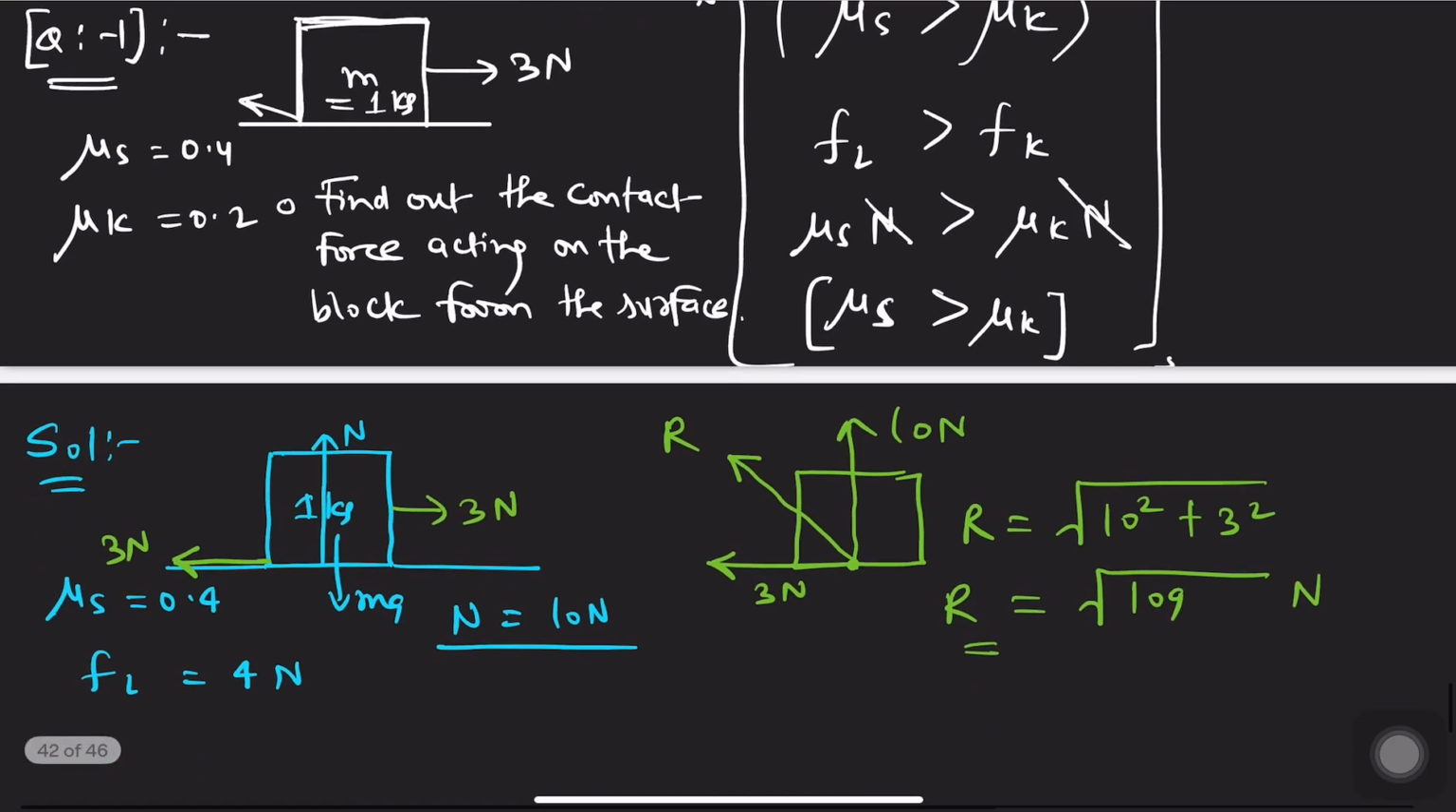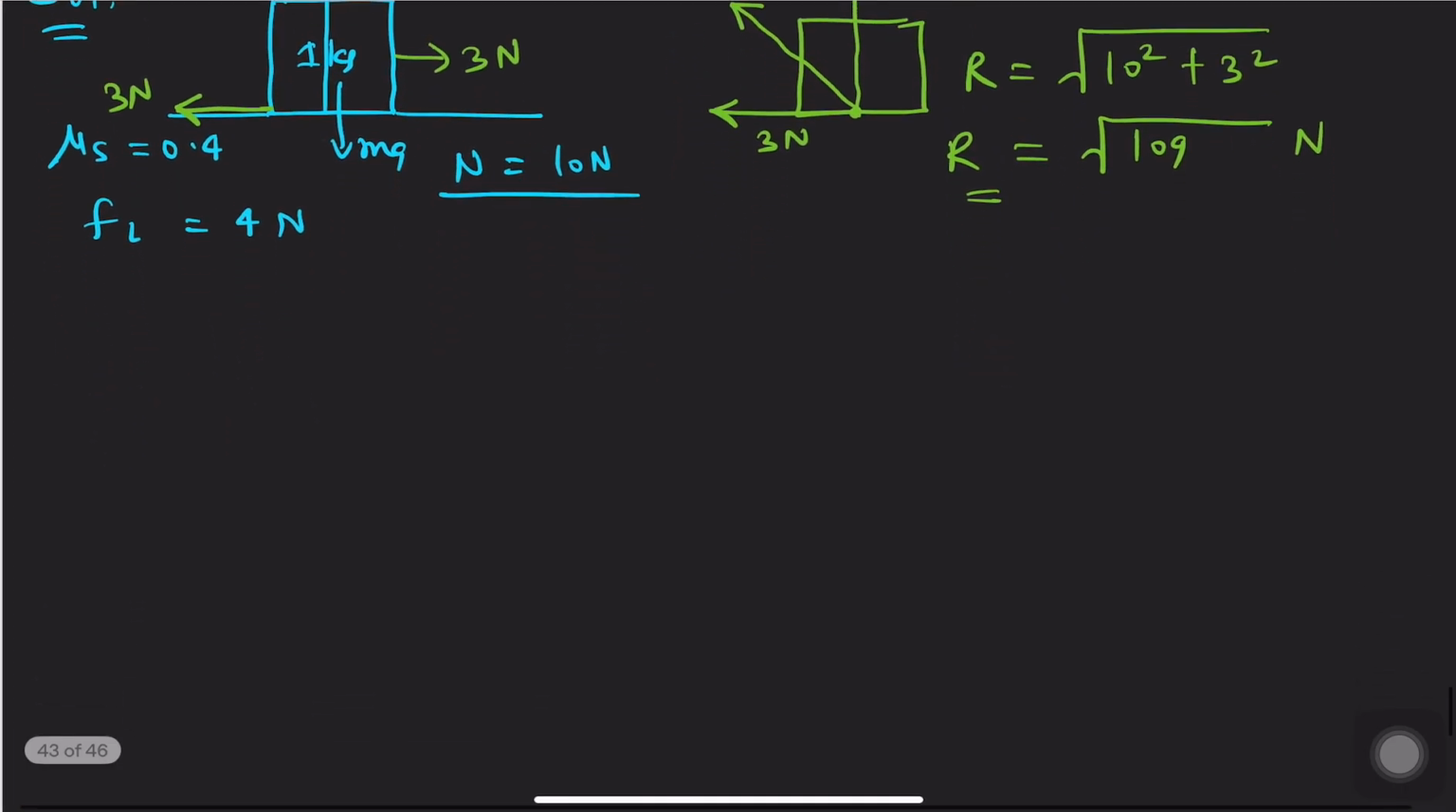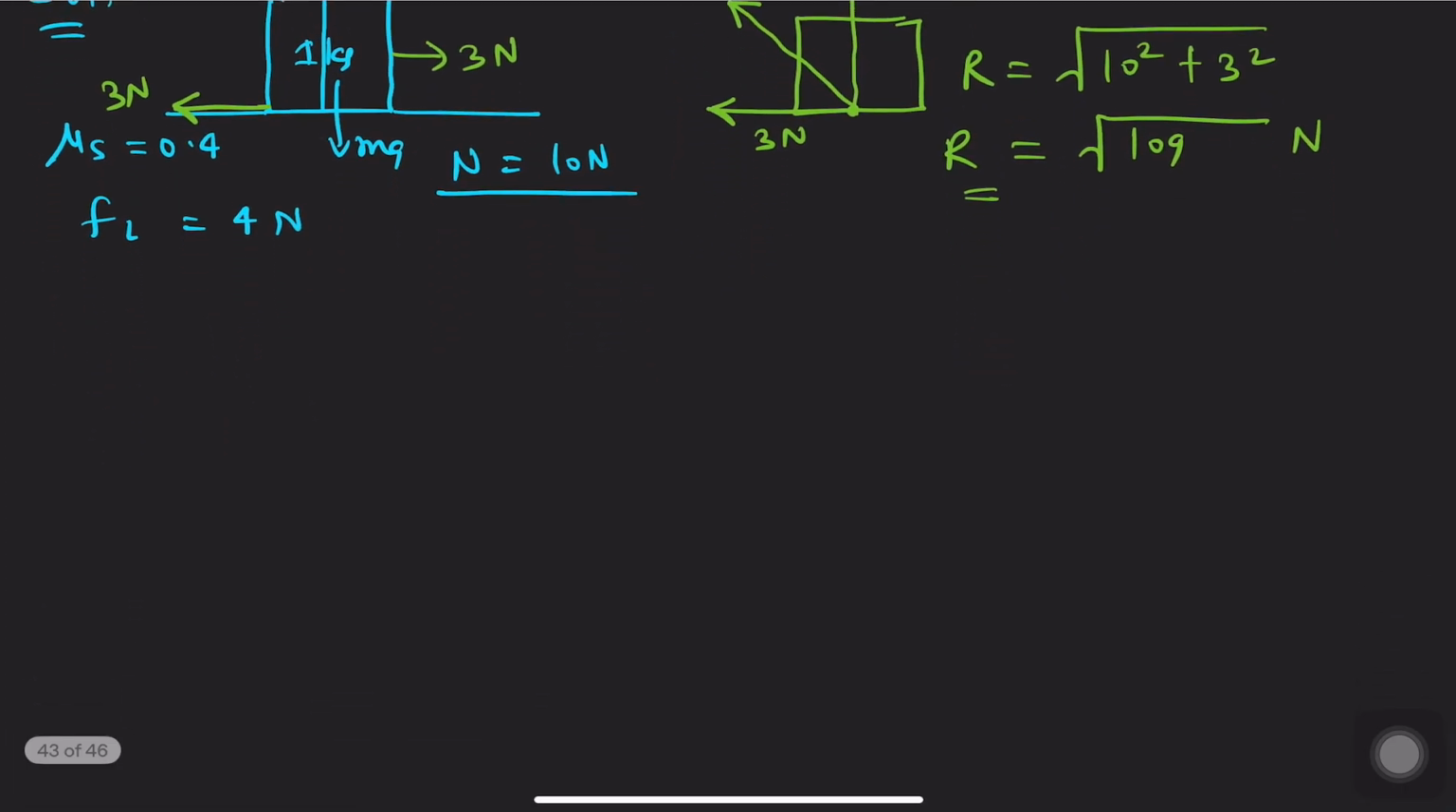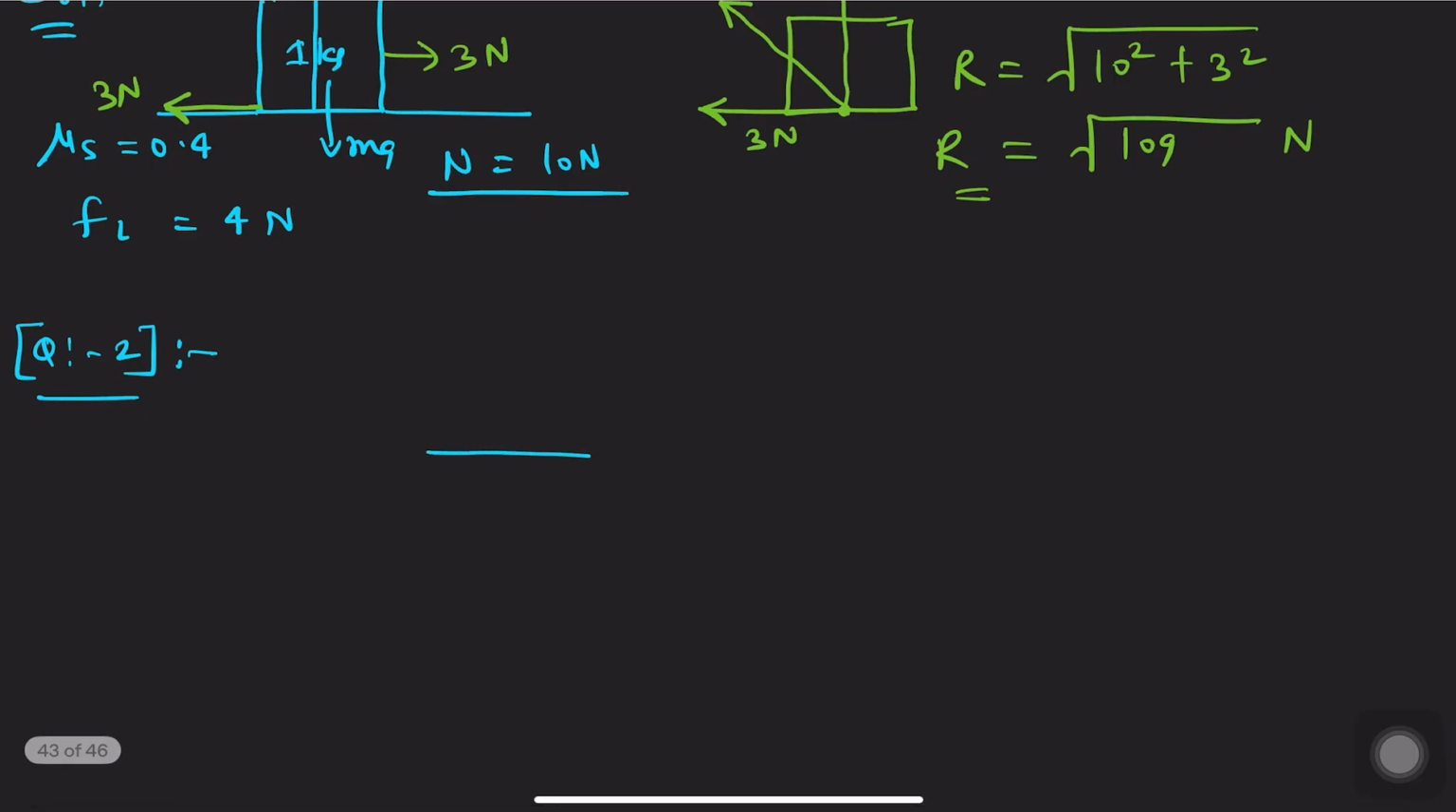Now let's take one more problem. This is question number 2. Suppose there is a body, and let's say the mass is m. And here the friction coefficients are given as mu s and mu k.